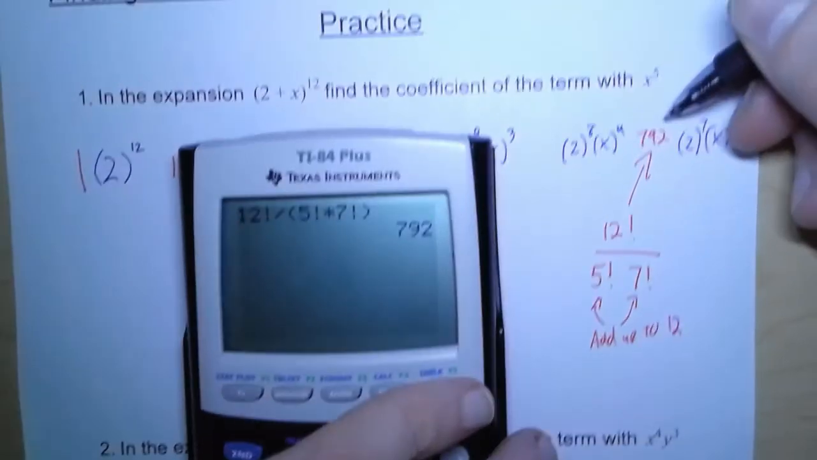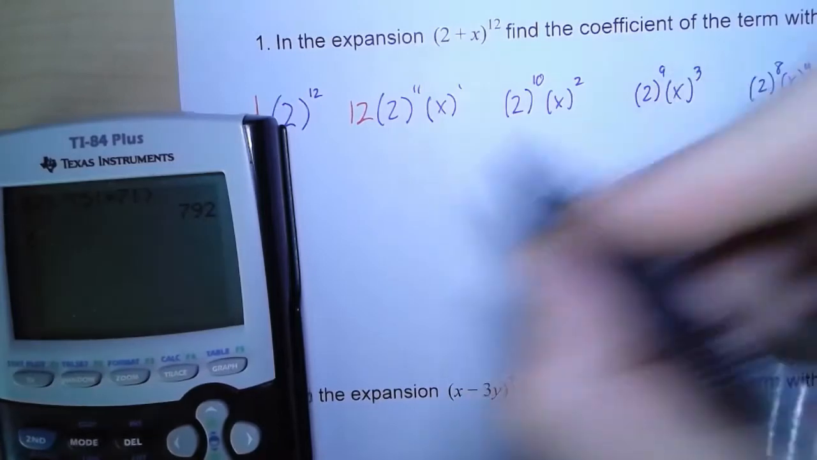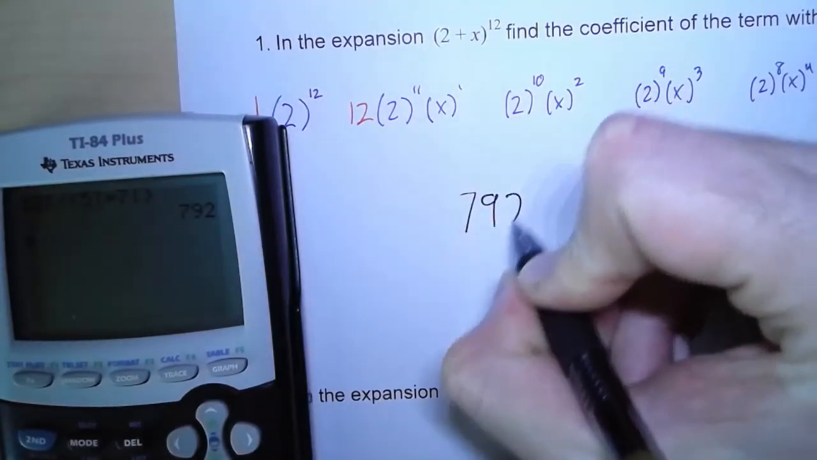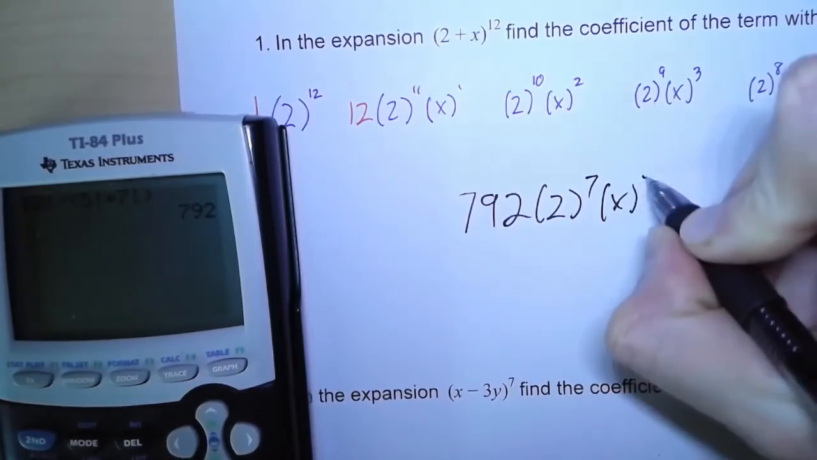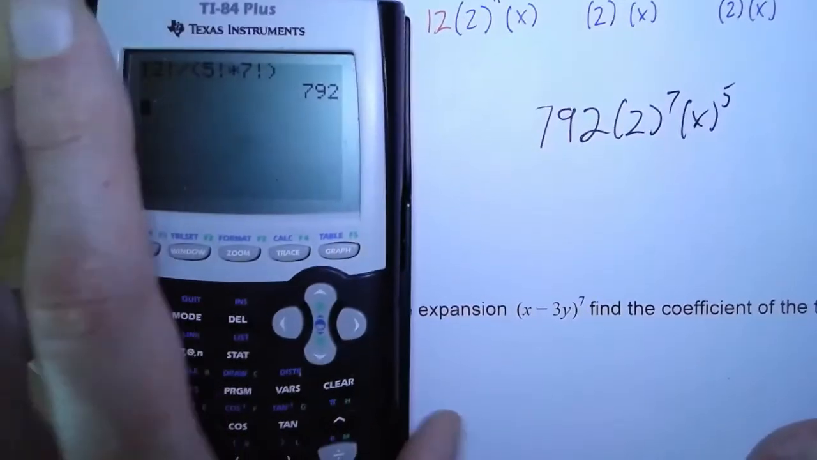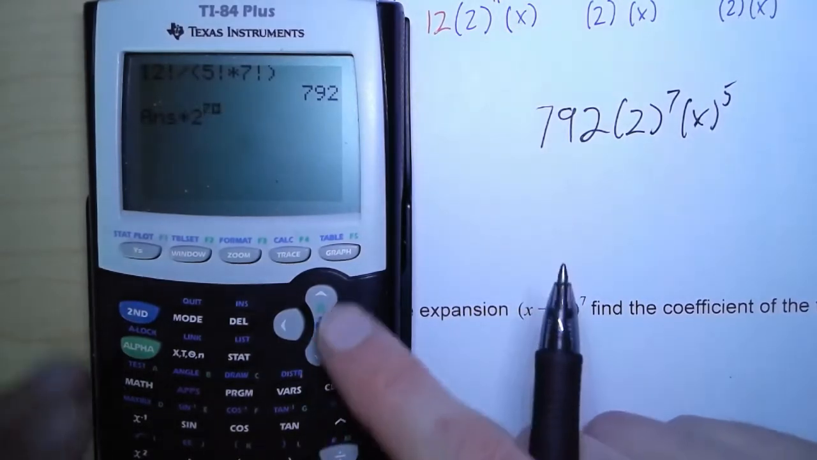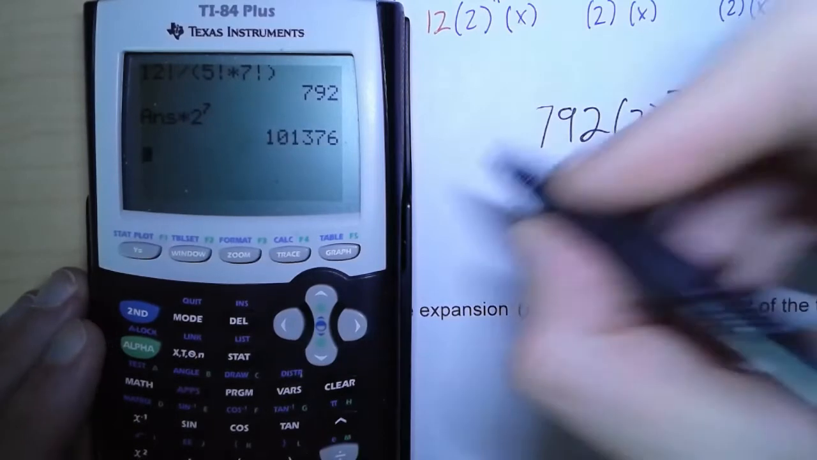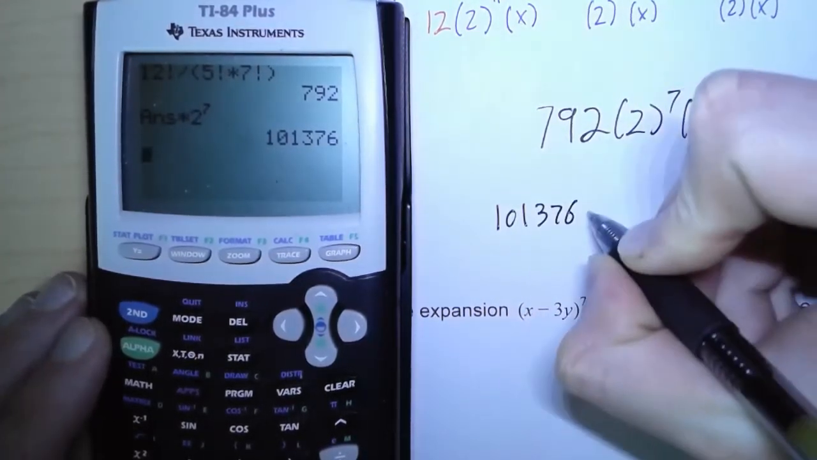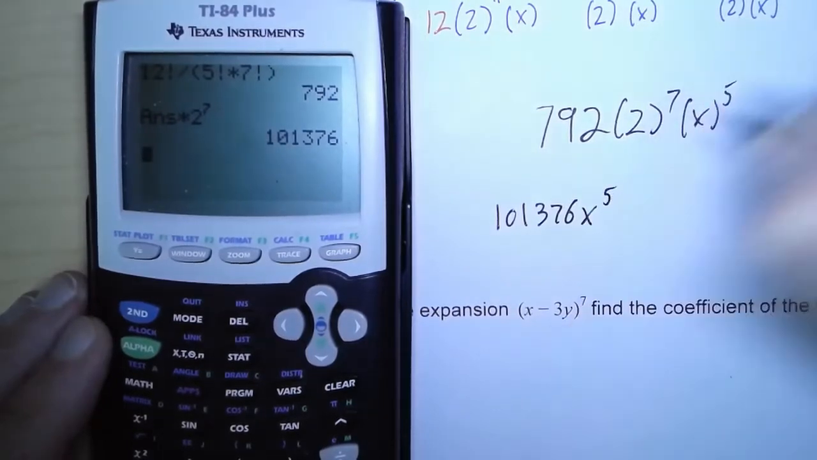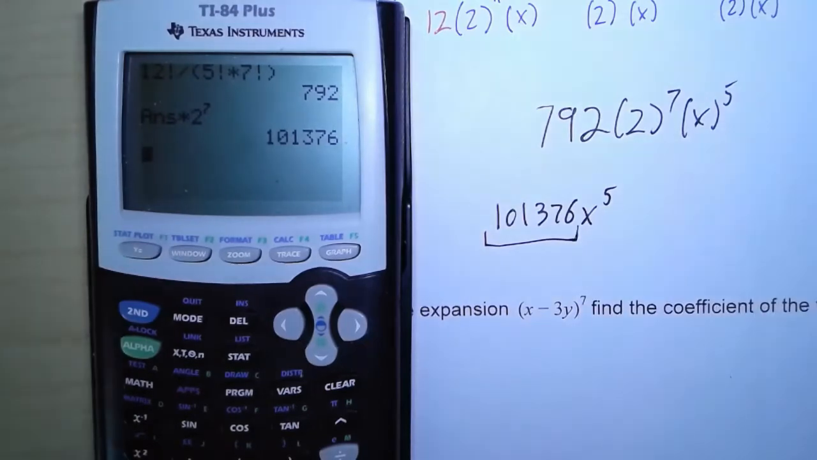However, that's not the final coefficient because we still have 2 to the 7th that we also have to multiply. So 792 times 2 to the 7th times x to the 5th. On my calculator, I'll take 792 and multiply by 2 raised to the 7th power. And that gives me 101,376 x to the 5th. So there is the coefficient that we're interested in.